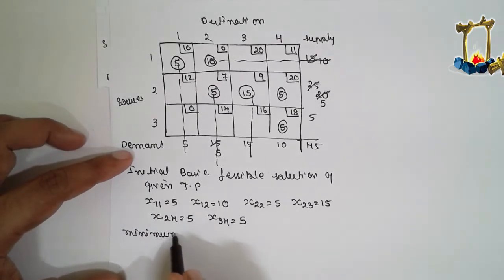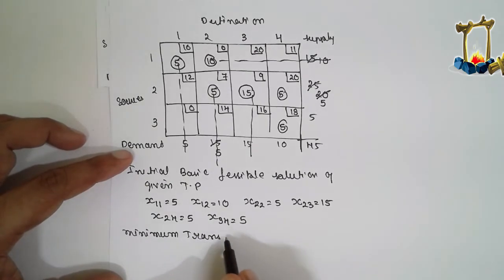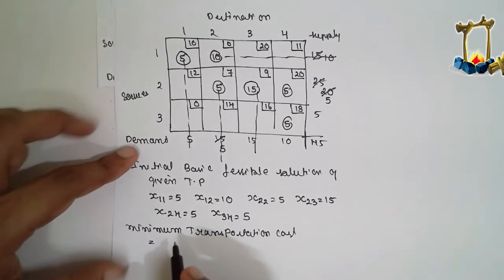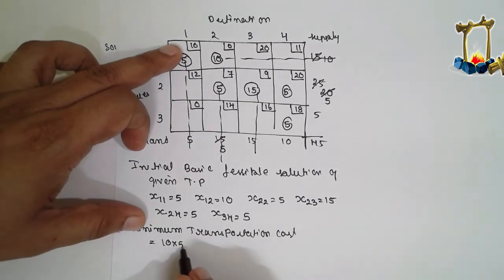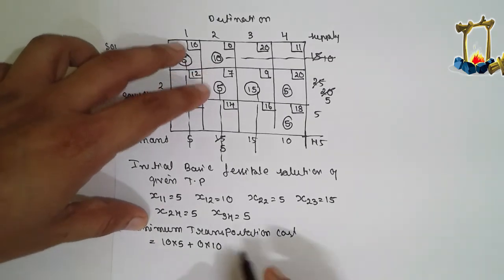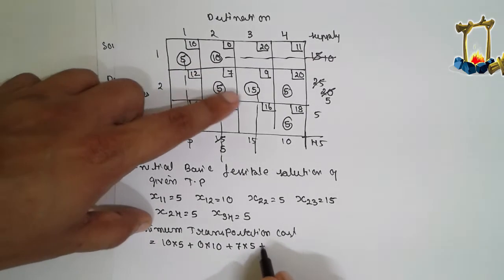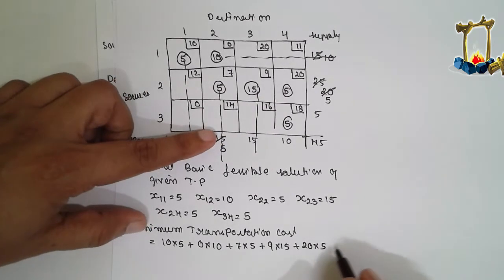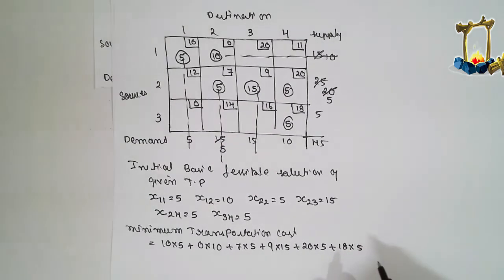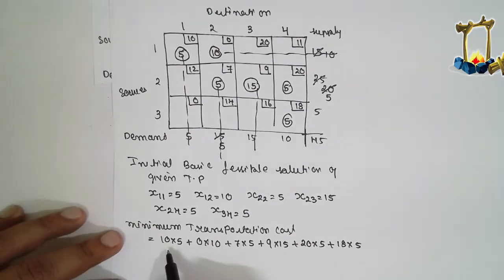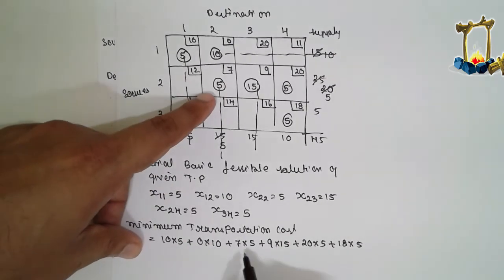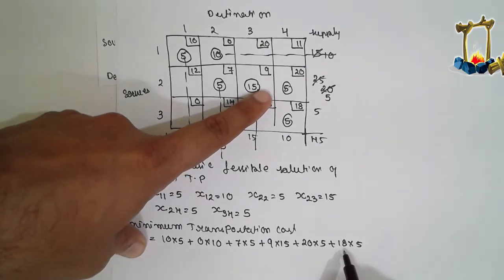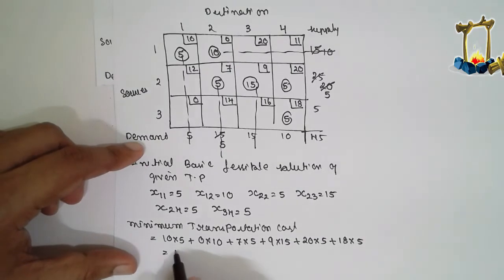Now we are going to find the minimum transportation cost. See here how to find it. 10 into 5, plus 0 into 10, plus 7 into 5, plus 15 into 9, plus 20 into 5, plus 18 into 5. The total answer is rupees 410.